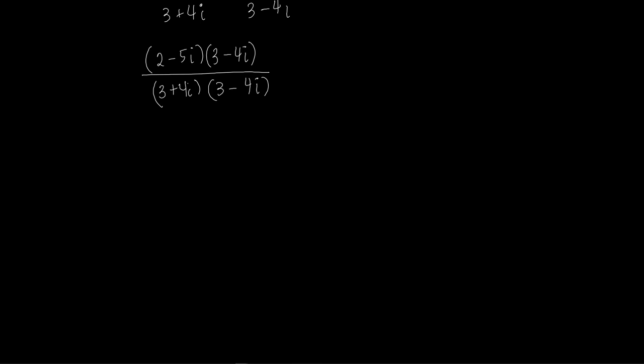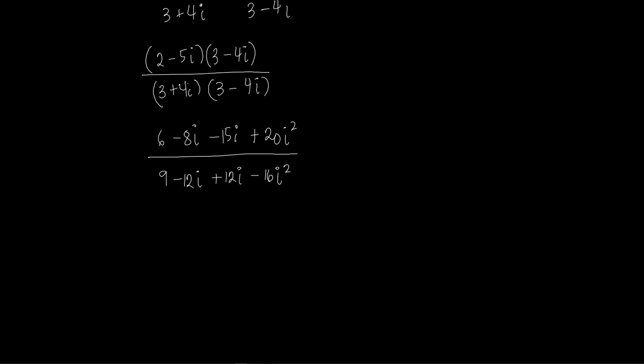Okay, so next, perform na to. 2 times 3, that is 6. Ha, foil ta ha, foil. Next is negative 8i. Negative 15i. Positive 20i squared. Sa baba, 9. Negative 12i. Positive 12i. Negative 16i squared. Nakasunod?